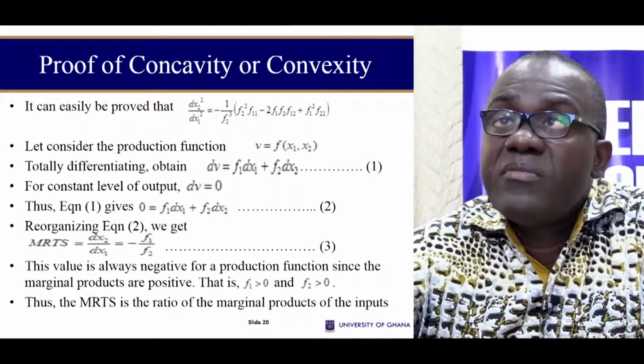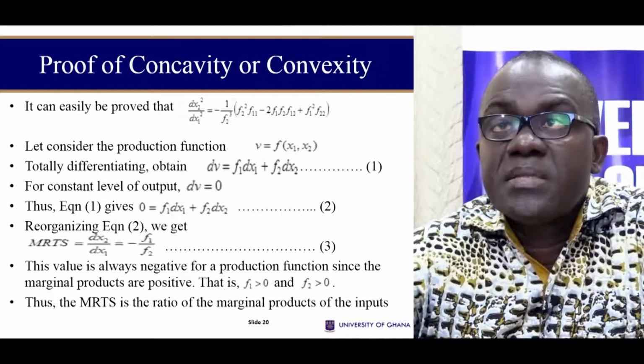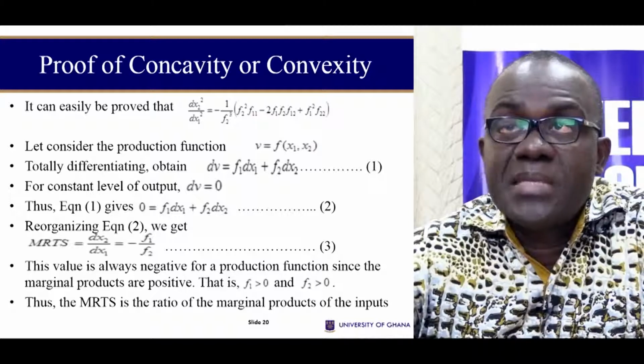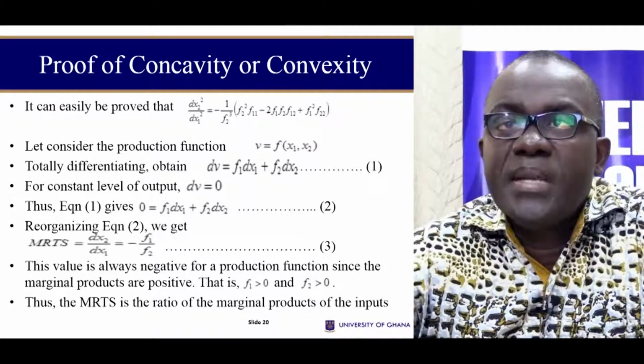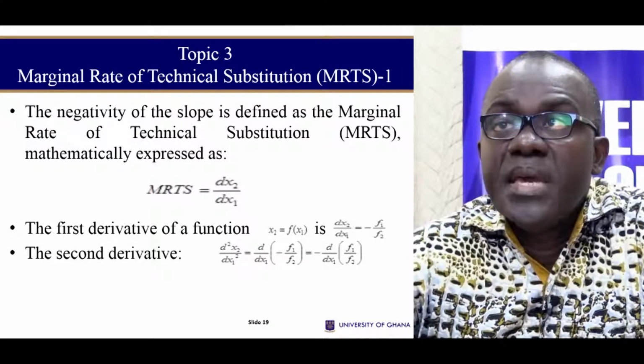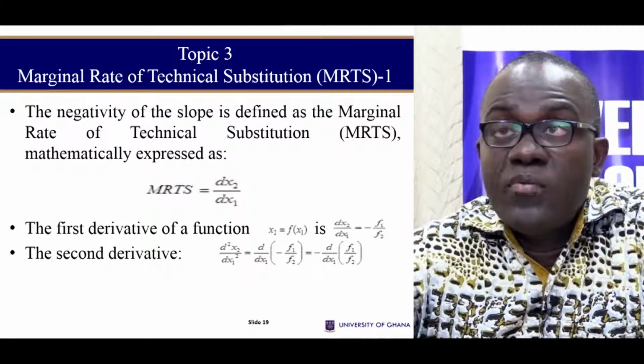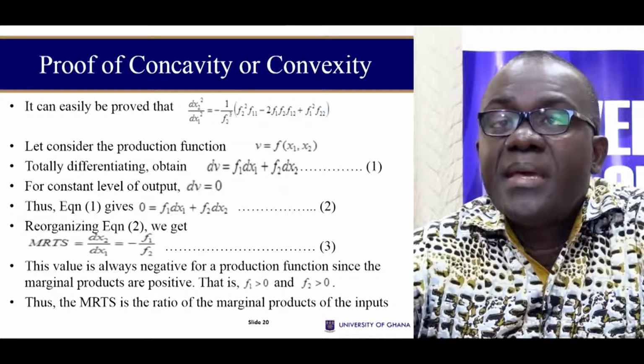If we take the total derivative, we have this. Now assuming dv is equal to 0, just because it is a constant, it's an isoquant, and therefore once the derivative of the constant is equal to 0, then we have this equation, and from this equation we can manipulate and get what we have over here. And that is why the marginal rate of substitution is equal to what we have over here, which is equal to the ratio of what we have over here.